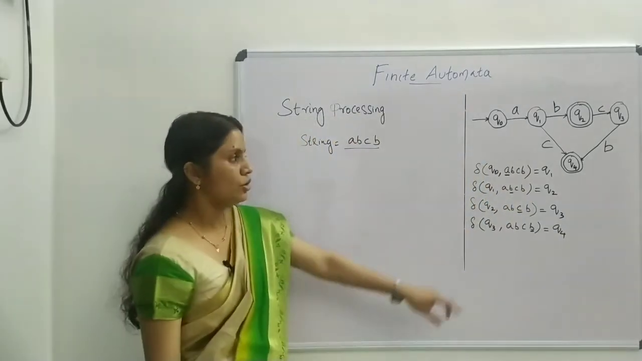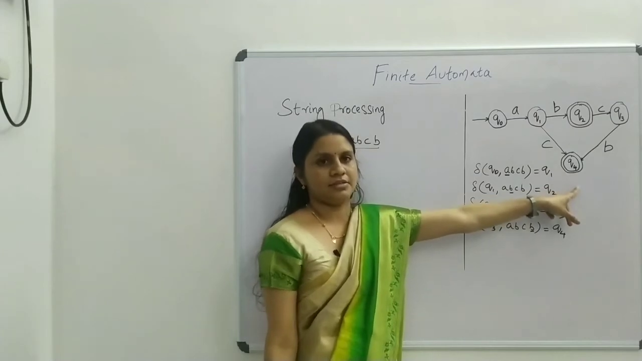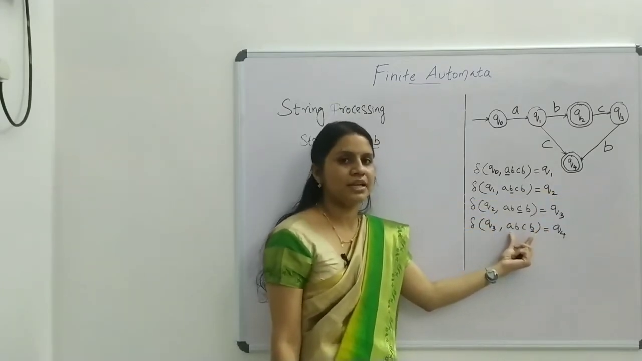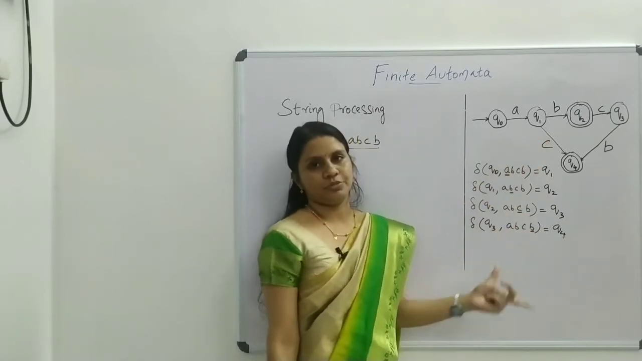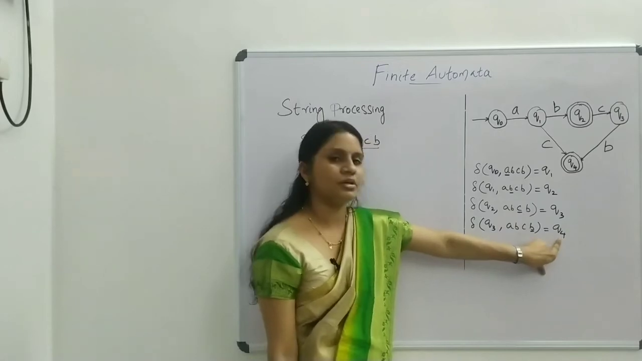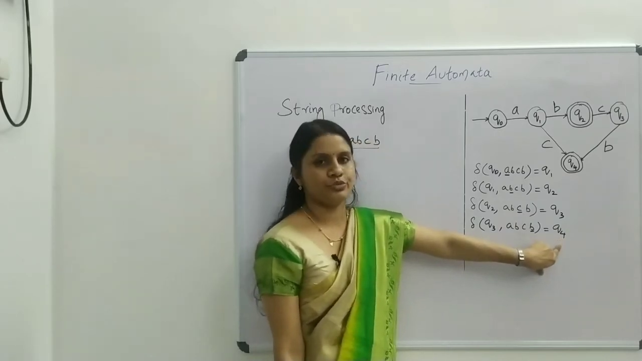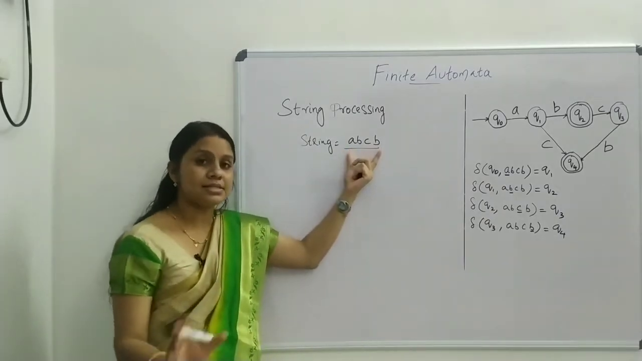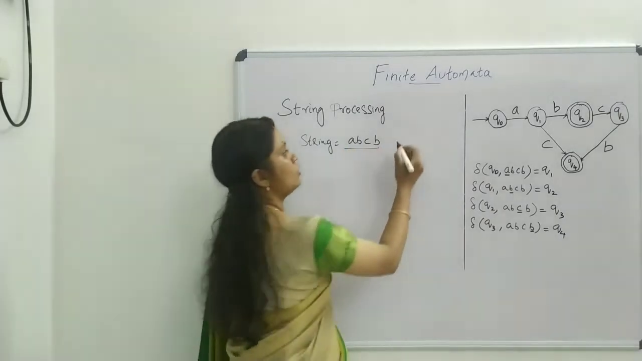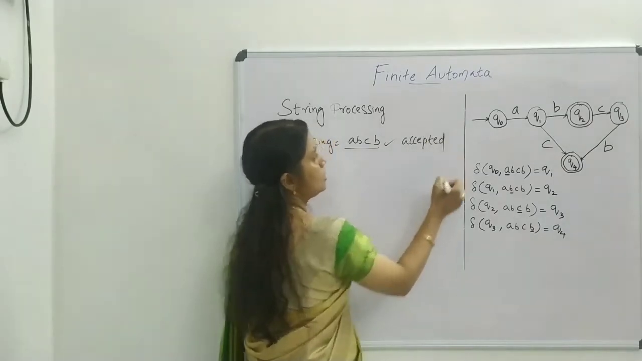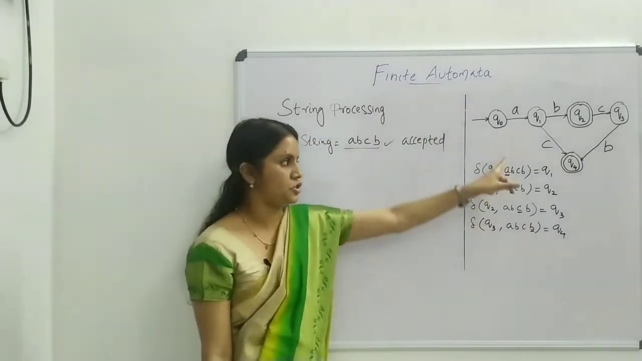So Q4 is our final state, the accepting state. The string ABCB is completely processed by the finite automaton, right? The full string is processed and we reach the final state Q4. So this string ABCB is accepted by the above automaton.